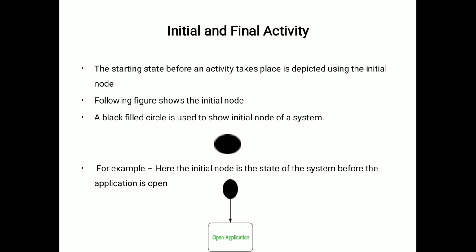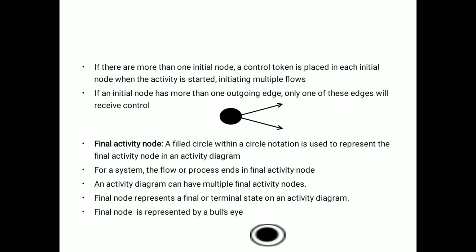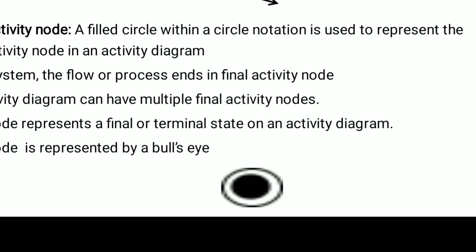Now next is the description. It says that if there are more than one initial node, a control token is placed in each initial node when the activity started. Initially multiple flows. If an initial node has more than one outgoing edge, only one of these edges will receive control. Now final activity node, you can see this is your final activity.